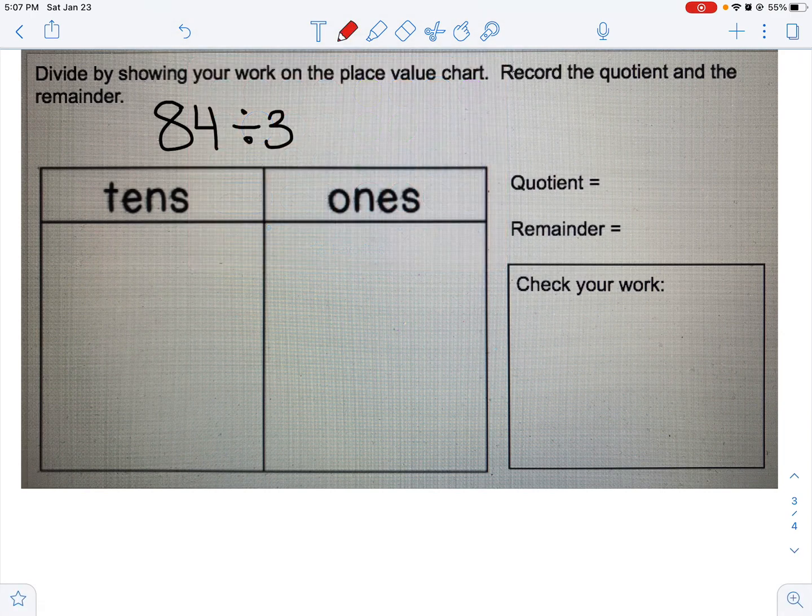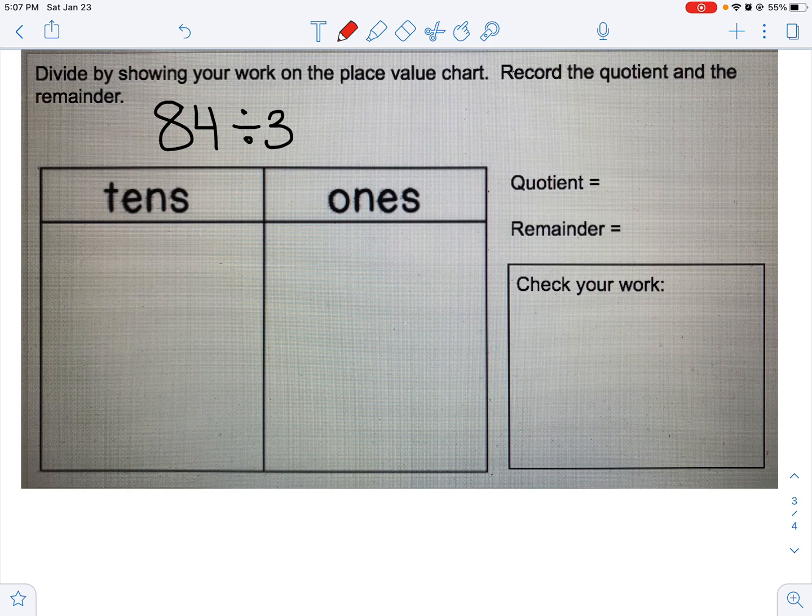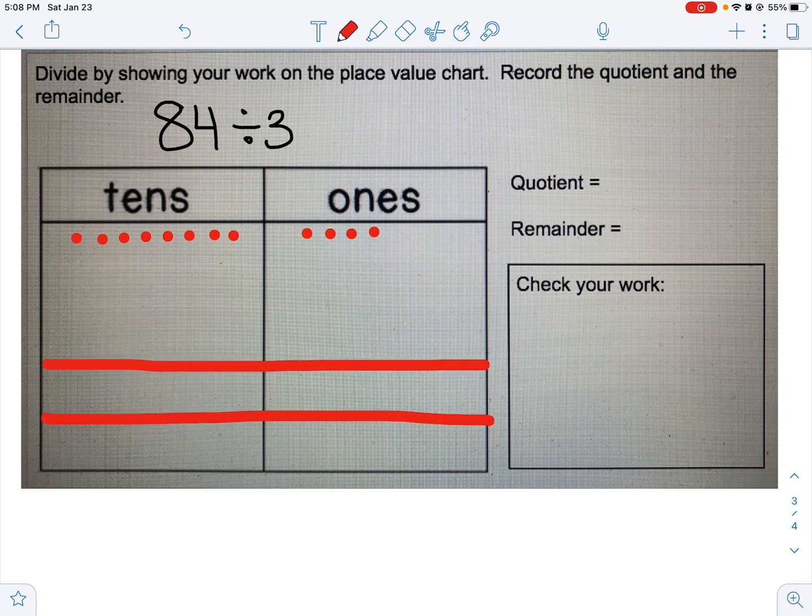Sometimes you might be left with more than 1 ten as a remainder. Let's see what happens when that takes place. So I'm going to draw my 84. 1, 2, 3, 4, 5, 6, 7, 8 tens. 1, 2, 3, 4 ones. I'm going to make nice 3 equal groups down here. 1, 2, and 3. Now I'm just going to start to parcel out my tens. 1 ten for here, 1 ten for here, 1 ten for here, here, here, and here.